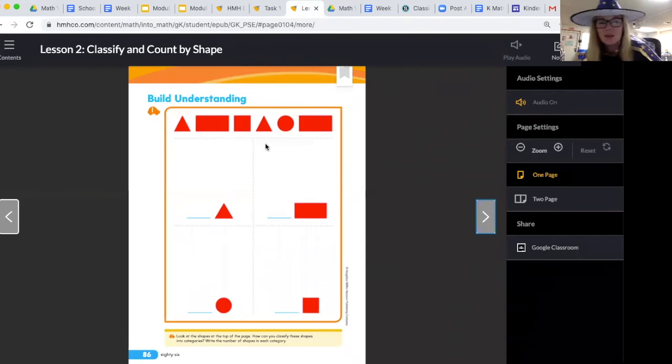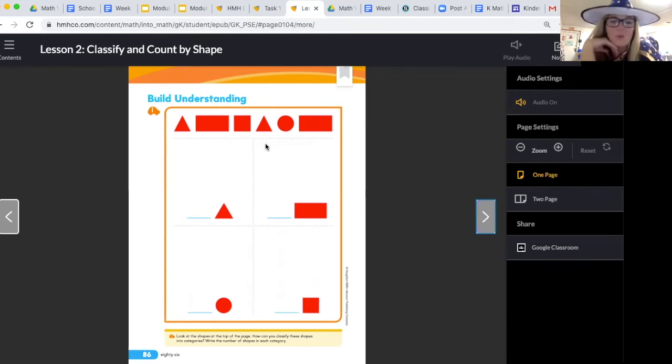Good job. Okay, so the next page is page 86. There's an 8 and then a 6. And it should look like this. Is that what it looks like? Good, then you're on the right page. Okay, so look at the shapes at the top of the page. How can you classify, sort, group? How can you classify these shapes into categories?